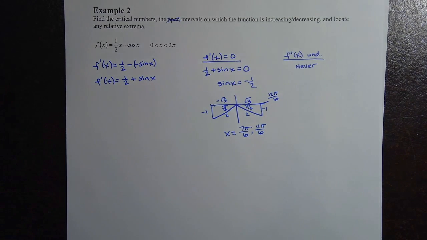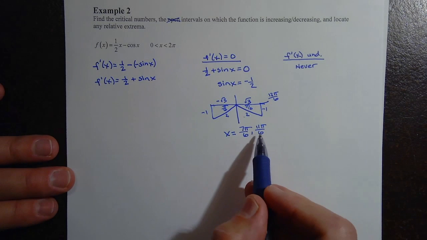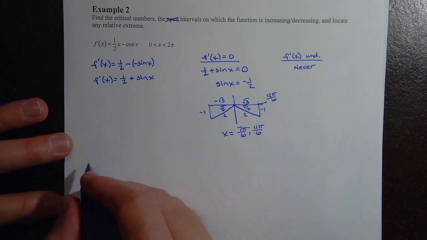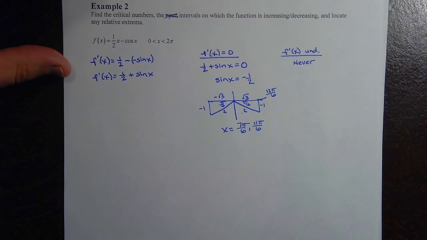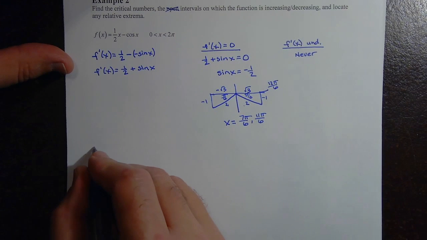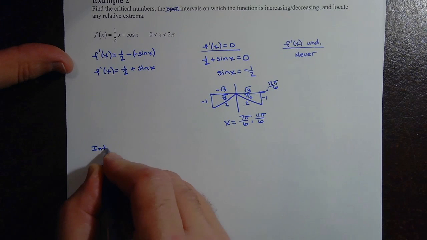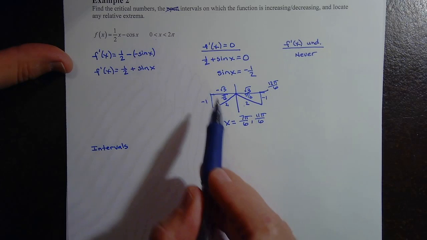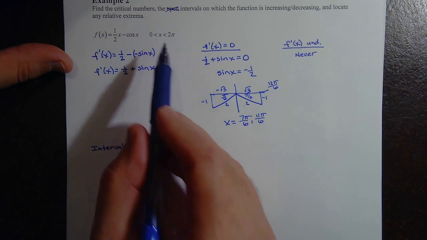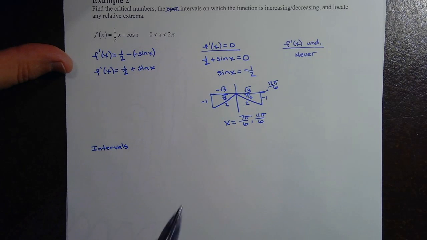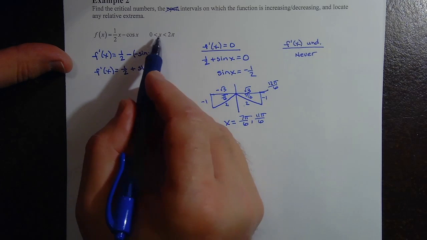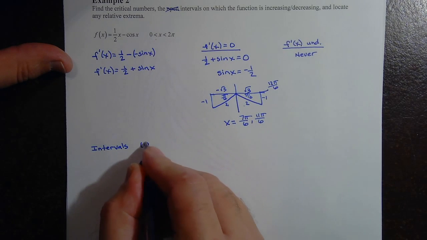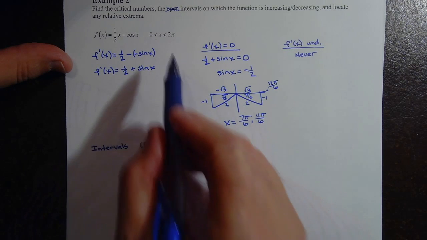Okay, so now we have our critical values. Both of those are between 0 and 2 pi. And now we're going to build our sign chart. So we have our intervals. And again, we use the domain along with these critical values to determine the breaks in these intervals. So we're going to start with the smallest value in the domain, which is 0, and we're going to end it at 2 pi.